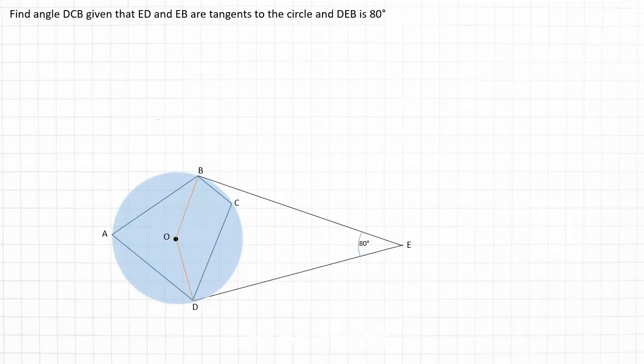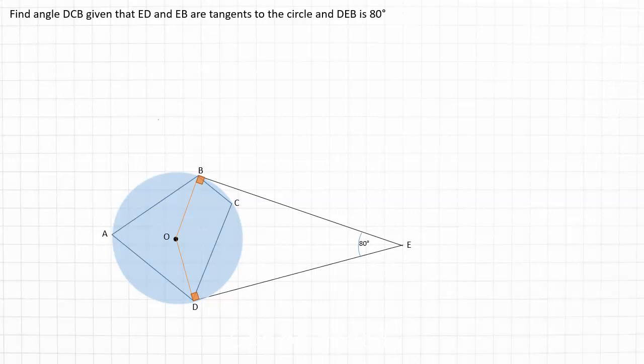We have been told that ED and EB are tangents. Now the definition of a tangent is a line that touches a circle at one point and one point only. This brings us to the first circle theorem, which states if O is the center of a circle, a line drawn from here to the point where the tangent line touches the circle makes an angle of 90 degrees with the tangent. We can draw this in.